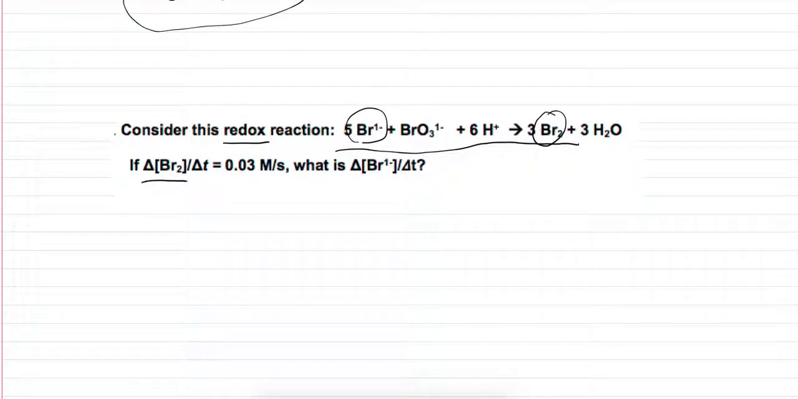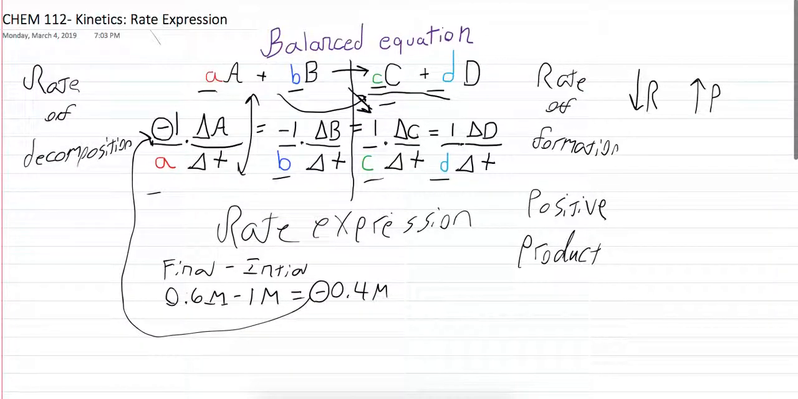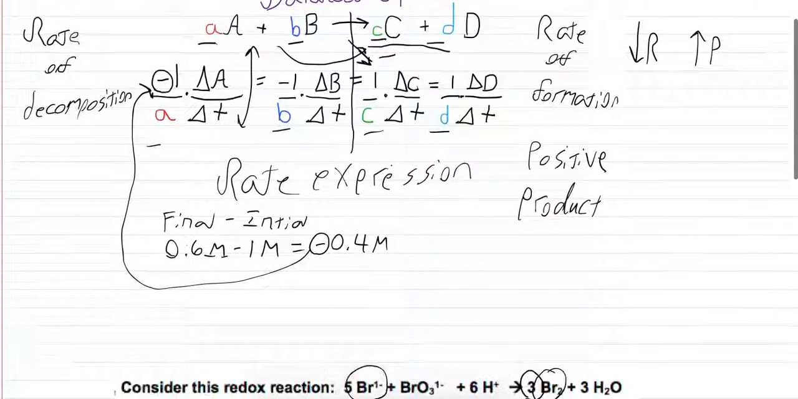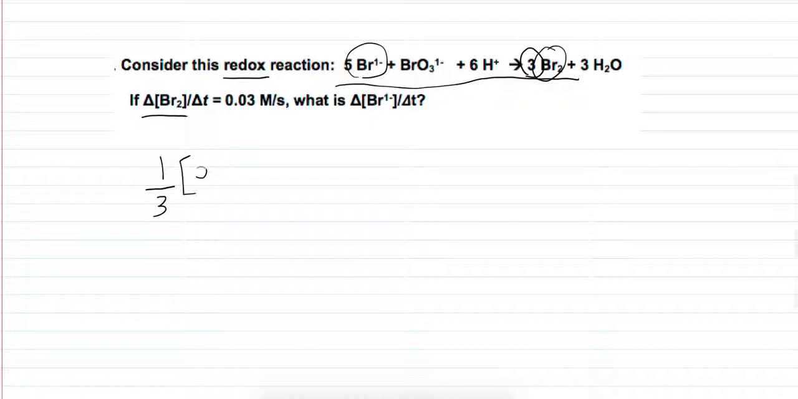The first thing you're going to do after identifying what's a product and what's a reactant is to write a very generic rate expression. Here for Br2, we see that the coefficient out in front is a 3, and because it's a product, it's positive. So you're going to have 1 over 3 times the change in Br2 over time. Same as we had change in C over change in t, same thing, just plug it in. So that's going to be 0.03 molarity per second, and that is going to equal the reactant that they want us to find.